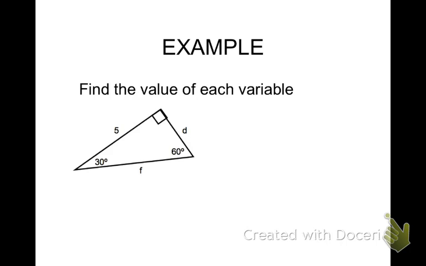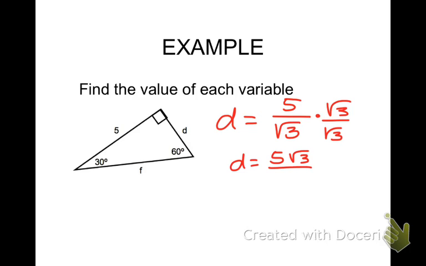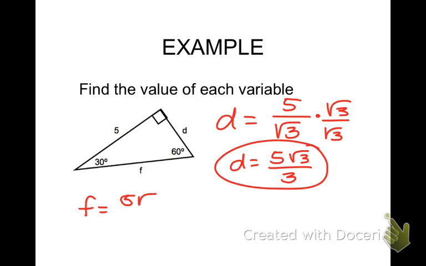So D is the short. So how do we go from long to short? Divide. So take your long and divide it by the square root of 3, which means we need to rationalize that. Multiply by the square root of 3 in both the top and the bottom. So that means D is equal to 5 square root 3 over 3. How do we go from short to hypotenuse? Multiply the short, which is 5 square root of 3 over 3, times 2.